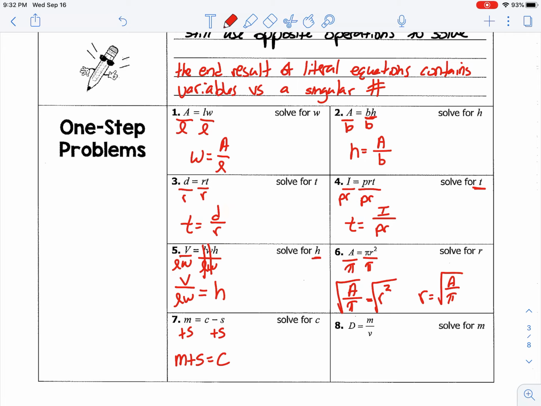Solving for m, and it's just deciding what we're going to do. M is being divided by v, so that means we're going to multiply by v. So that means that dv is equal to m, because the v's are going to cancel.